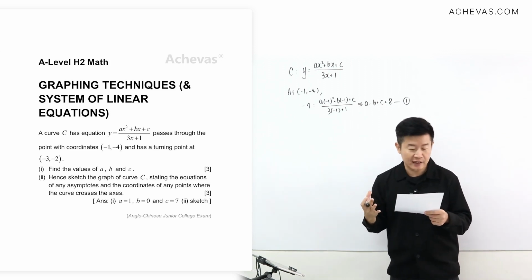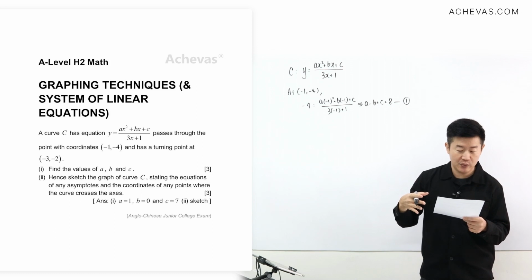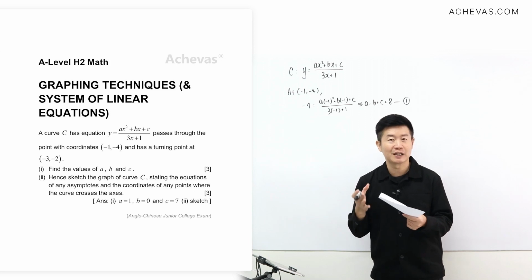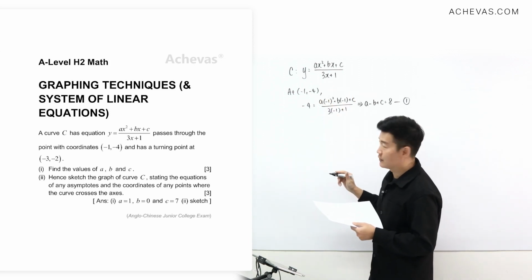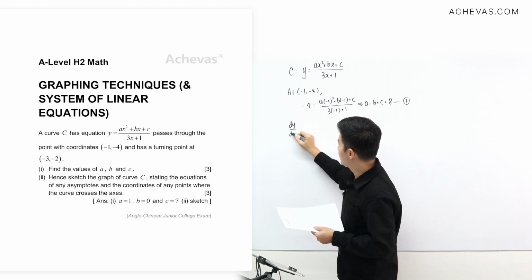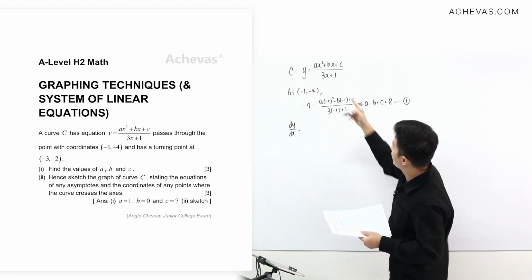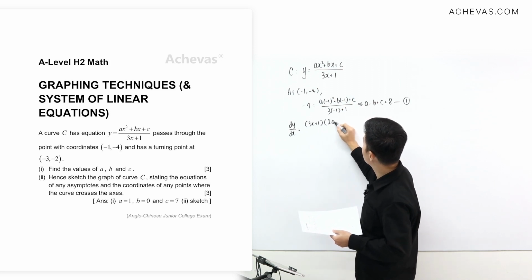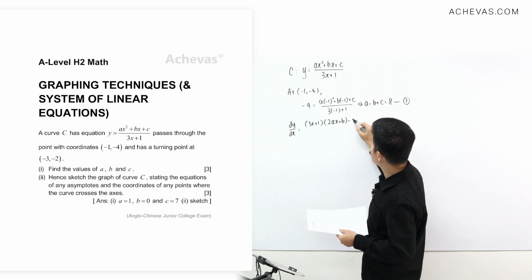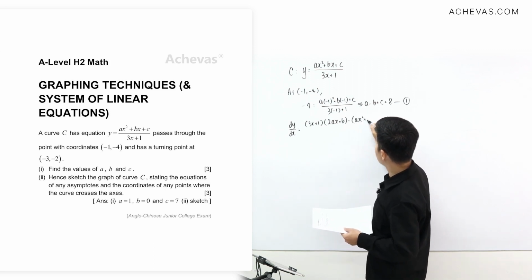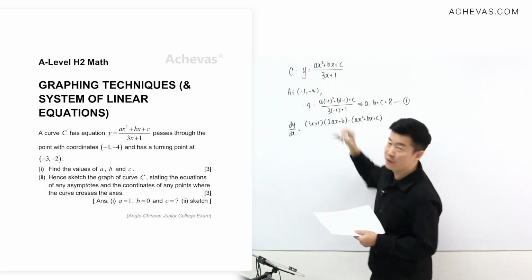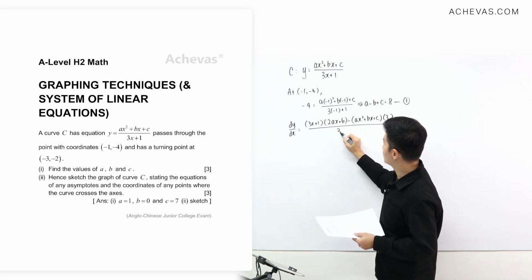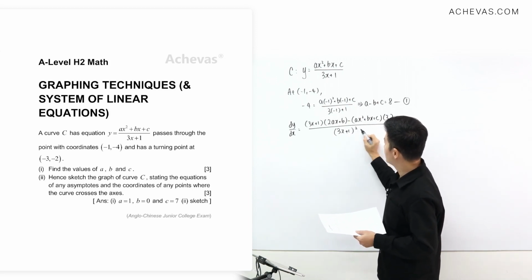It is also given to us that it will be passing through another point, -3, -2, and this point is also a turning point. So let's make use of dy/dx. Let's find dy/dx for this first. For the equation given for curve C, differentiating this will be (3x plus 1) times (2ax plus b), then minus (ax squared plus bx plus c) times the derivative of the denominator, which gives us a 3, divided by the denominator squared, so (3x plus 1) squared.